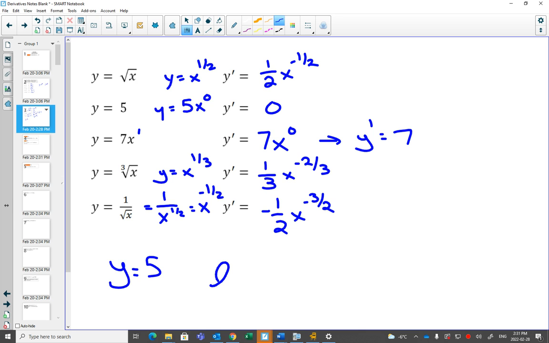So if I did the limit as h goes to 0, what happens when you plug x plus h into 5? You still get 5 minus f of x, which is 5. And it's a little bit weird there, because you get 0 over 0. So it's like, can I really say it's 0? Or should it be something else?